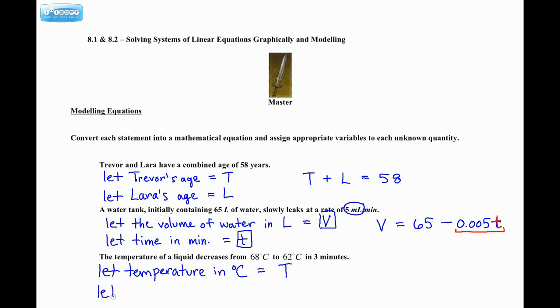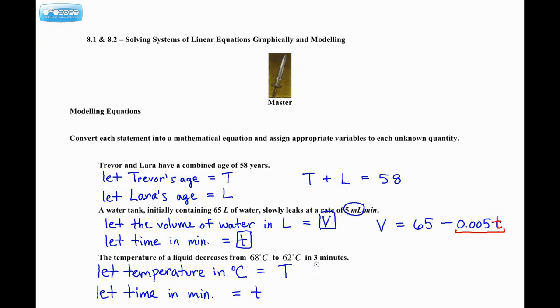And let time, okay, here, let's just be consistent here, time in minutes, we'll let that be little t. Okay, so let's see what we can come up with.